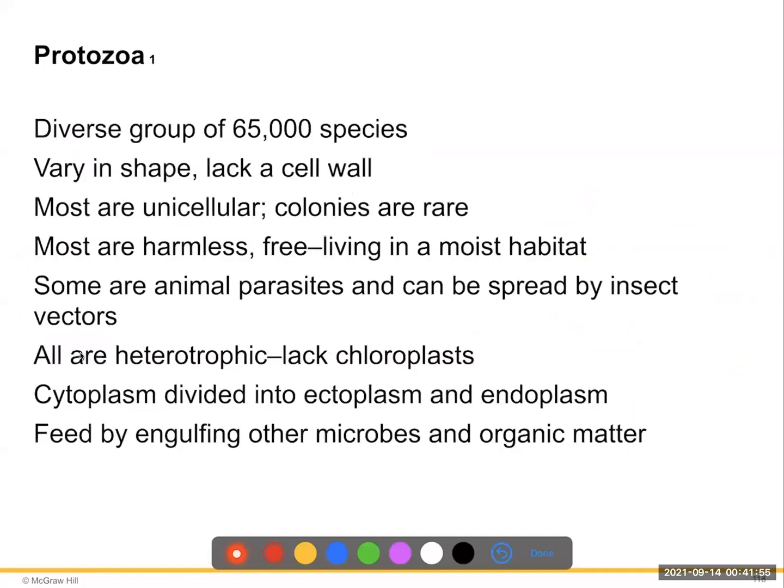Okay, so the protozoa. Protozoa are a diverse group. There are about 65,000 species of protozoa. They vary in shape and they lack a cell wall, just like animal cells. Most of them are unicellular. Most are harmless. They live in a moist habitat. Some are animal parasites and can be spread by insect vectors. Remember we talked about insect vectors before? Like a mosquito that spreads malaria. All are heterotrophic. They lack chloroplast.